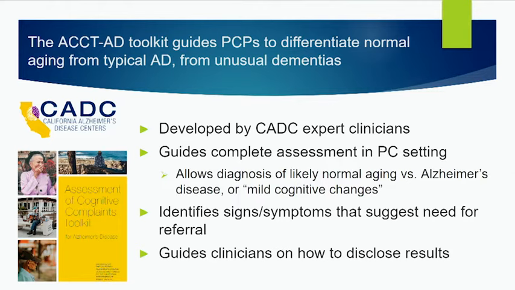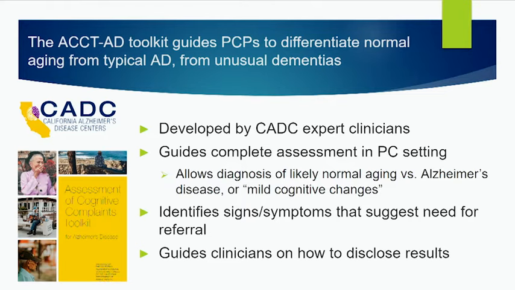It is a complete guide for the complete assessment. It allows the diagnosis. It identifies signs and symptoms that suggest a need for referral, and it guides on how to disclose the results. There are other things too, and I'll talk about some other key things, like how to talk to patients about driving. I don't know if any of you have problems with that, but that's one of the most difficult things about making the diagnosis. And certainly, I have a colleague who says some patients with dementia may not remember a lot, but they always remember the doctor who reported them to the DMV, okay?